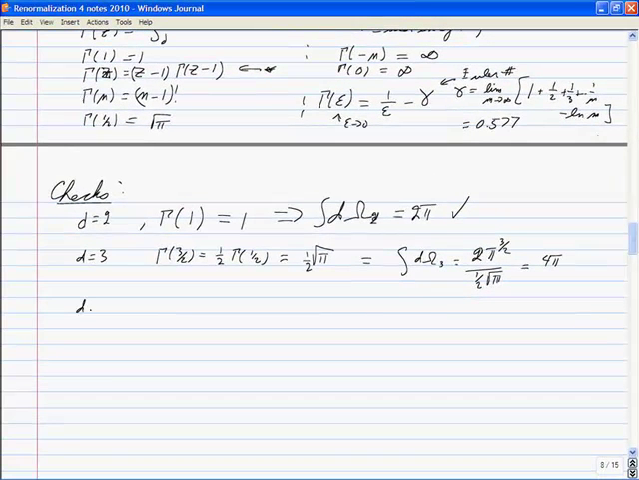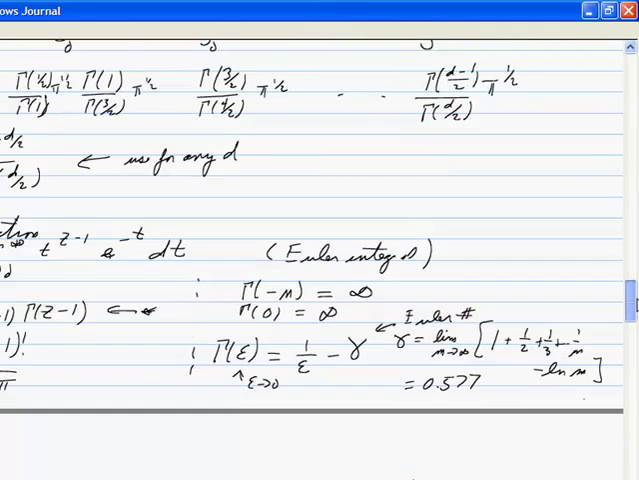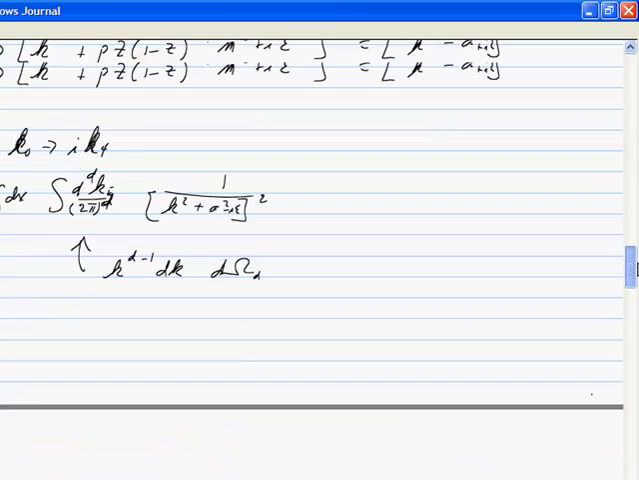And for d equal to 4, gamma of 2 is just equal to 1, again by the n minus 1 factorial, and that implies that the integral d omega in 4d is 2 pi squared. Okay, good. So that was our toughest integral. If you can survive that, you'll survive dimensional regularization.